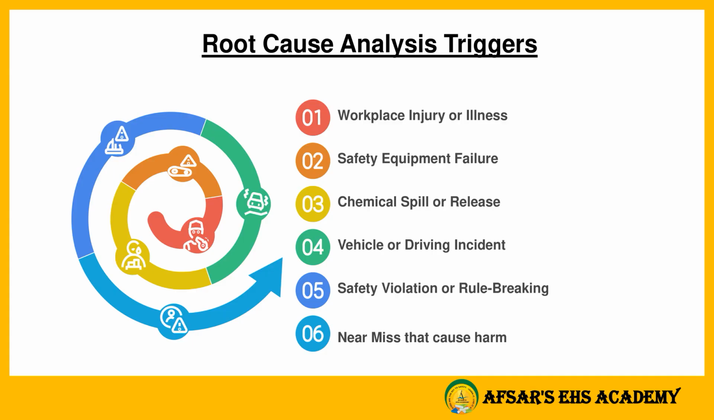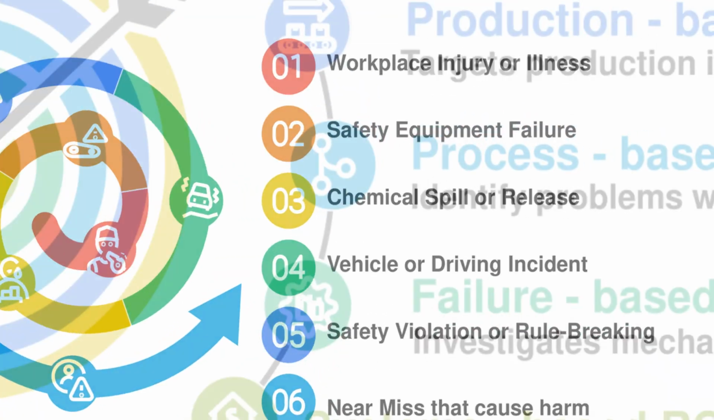These are some examples of when we have to perform a root cause analysis: after a workplace injury or illness, after a safety related equipment failure, after a chemical spill or release, after a vehicle or driving related incident, after a safety violation or rule breaking, after a near miss that could have caused harm.